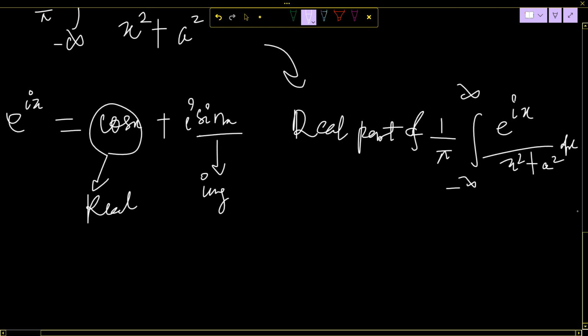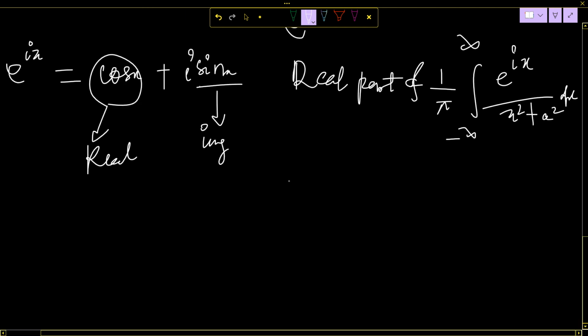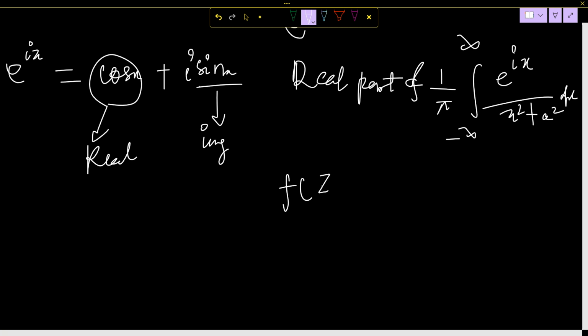So now what will I do? I will take this thing as f of z now. See, f of z will be how much? F of z will be e to the power iz. Forget that 1 by pi, we will calculate that at the end. E to the power iz divided by z square plus a square, isn't it?